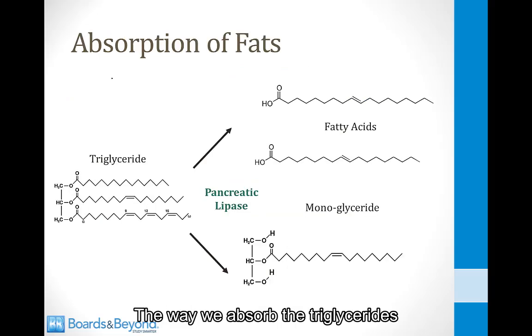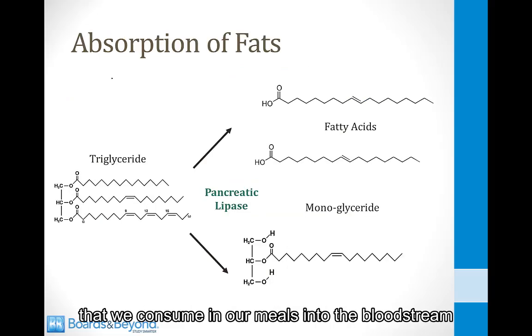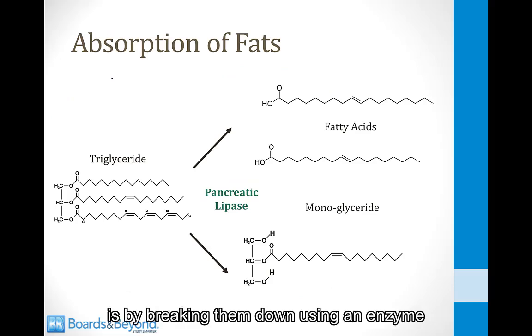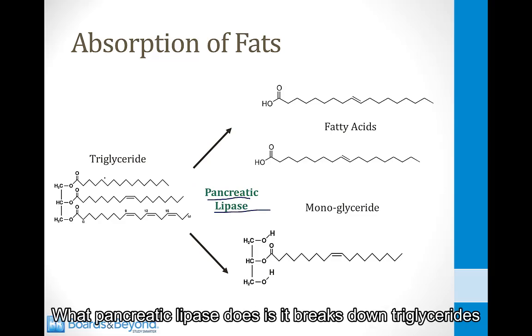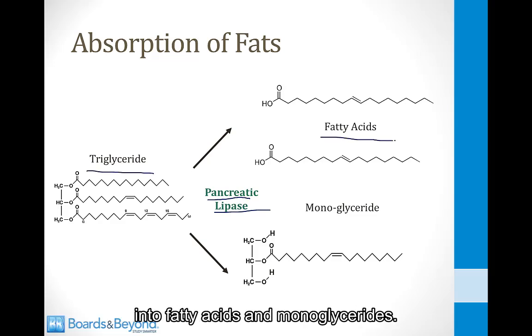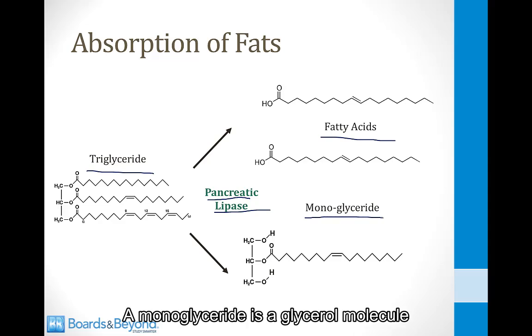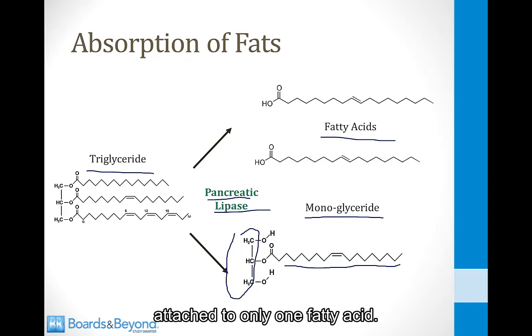The way we absorb the triglycerides that we consume in our meals into the bloodstream is by breaking them down using an enzyme called pancreatic lipase, which is secreted by the pancreas. What pancreatic lipase does is it breaks down triglycerides into fatty acids and monoglycerides. A monoglyceride is a glycerol molecule attached to only one fatty acid. When it's attached to three fatty acids, it's called a triglyceride.